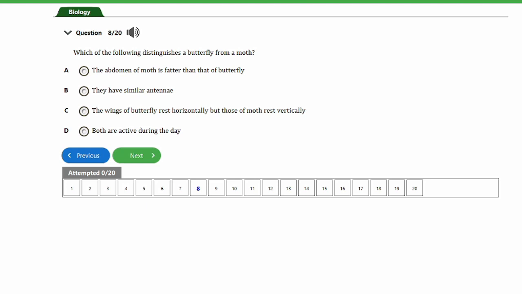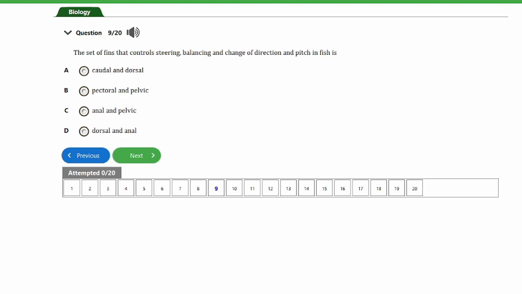Question number 8. It says, which of the following distinguishes a butterfly from a moth? A. The abdomen of moths is fatter than that of butterfly. B. They have similar antennae. C. The wing of butterfly rests horizontally, but those of moths rest vertically. D. Both are active during the day. So guys, the answer to this question is option A, and that's the abdomen of a moth is fatter than that of a butterfly. So guys, that's the major difference between the butterfly and the moth. So let's look at the next question.